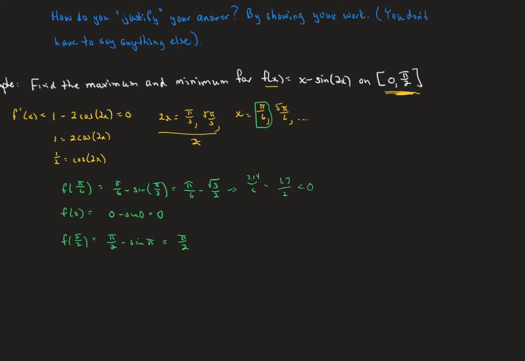So I think that's going to be negative. This middle one is 0 and this is positive. So I would say then that our minimum value is going to be y equals pi over 6 minus the square root of 3 over 2, and our maximum value is going to be y equals pi over 2. And our justification is the work that we showed there. All right, let's look at the next panel.